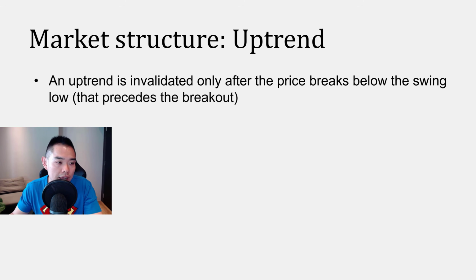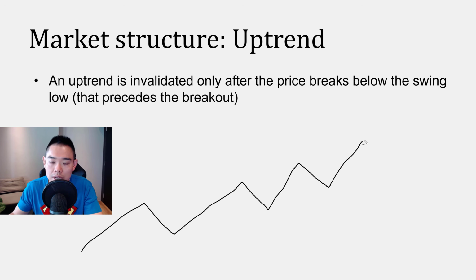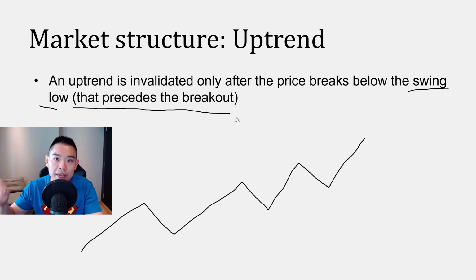So if you look at an uptrend, price goes up, comes down, goes up, comes down, goes up, comes down, goes up. When we talk about the swing low that precedes the breakout, we are actually referring to a major swing point on the chart. Now, when I talk about major swing point, it can be hard to decide. Like for me, I know this is a major swing point, this is a major swing point, this is a major swing point. But to new traders, they can't tell. So how do we know that's a major swing point?